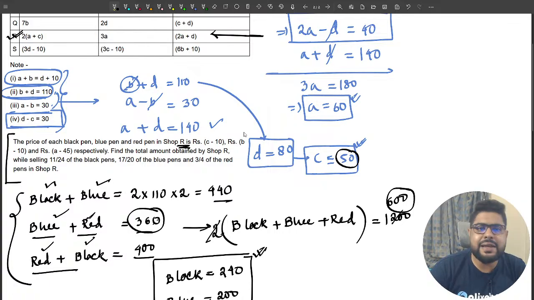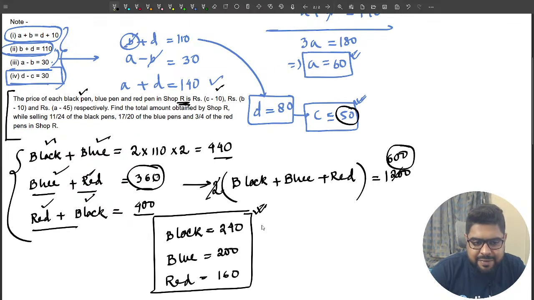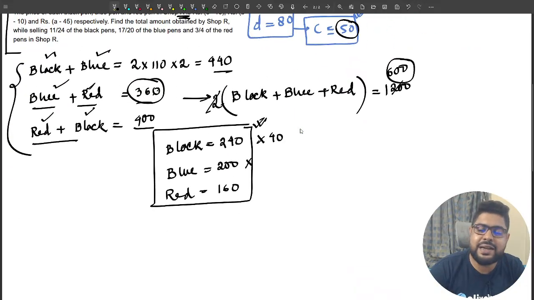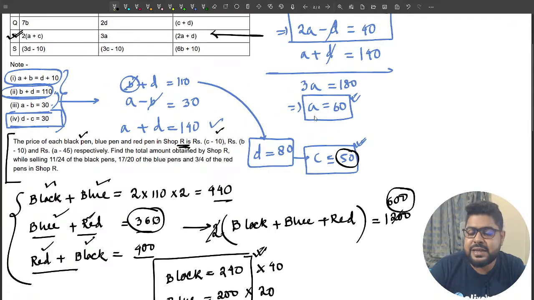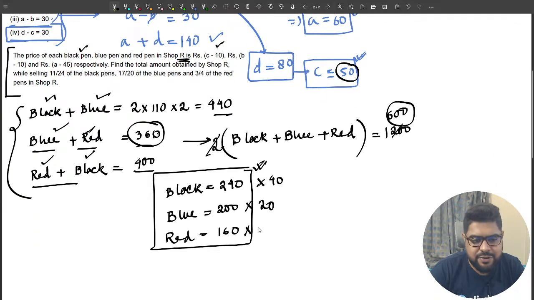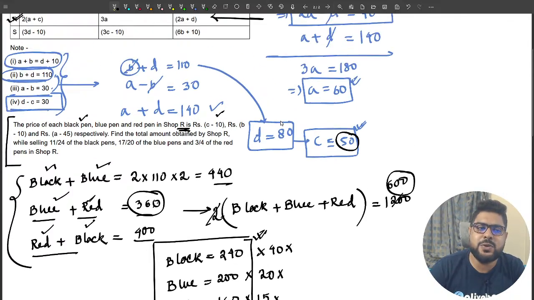Now, the price is also given. The price of a black pen is C minus 10, that is 50 minus 10, which is 40 rupees. The price of a blue pen is B minus 10. B was how much? 30. 30 minus 10 is 20 rupees. The price of a red pen is A minus 45, that is 60 minus 45, which is 15 rupees.